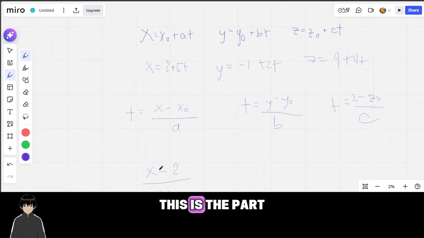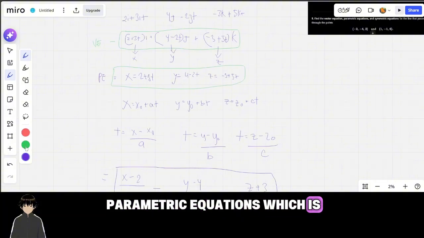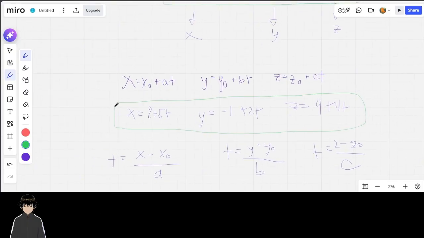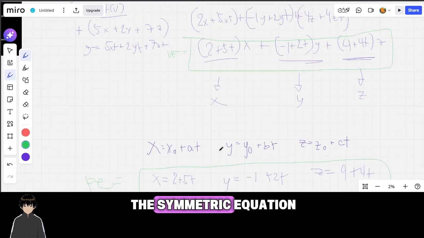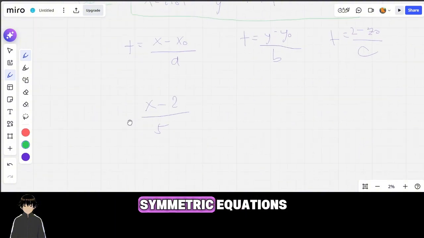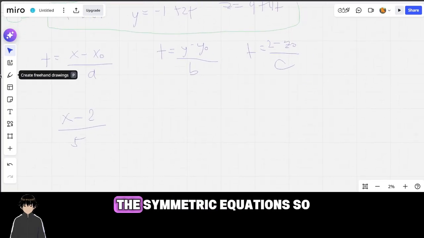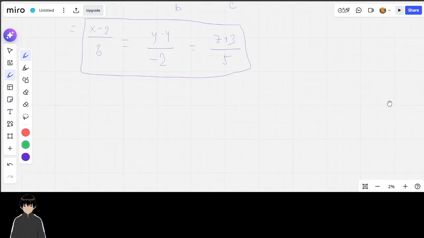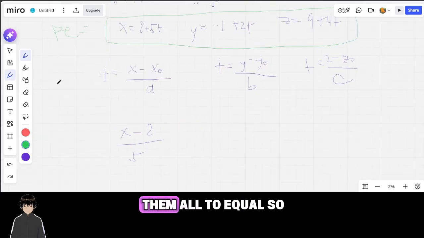Actually, this is the part where we get the symmetric equations. We already have the parametric equations, which is this. I'm sorry for not telling. This is the vector equation, the parametric equations, and now this is the symmetric equations. So now we just have to use these formulas in order to find the symmetric equations. By the way, you have to set them all equal.